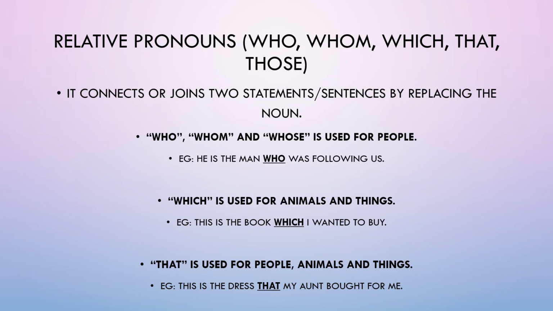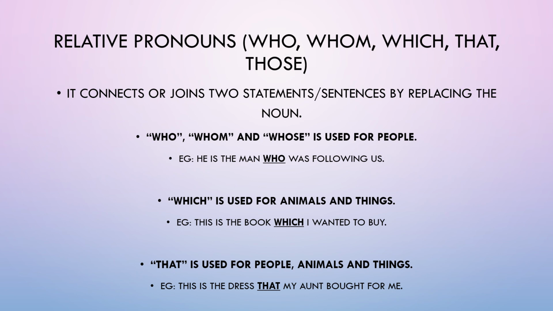Last kind of pronoun was our relative pronouns. Words like who, whom, which, that, and those. Generally, who, whom, and whose is used for people, which is used for animals and things, and that is used for people as well as animals and things. This word joins two sentences together. This pronoun joins two different sentences together.